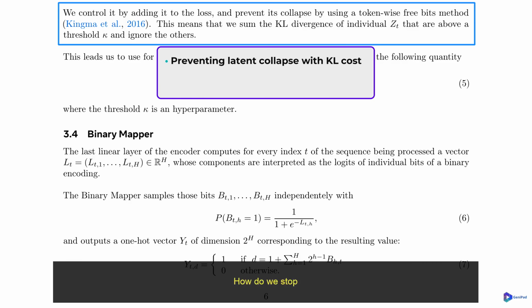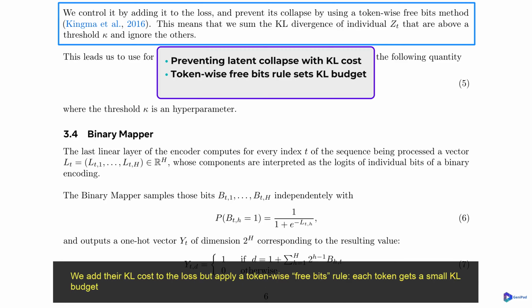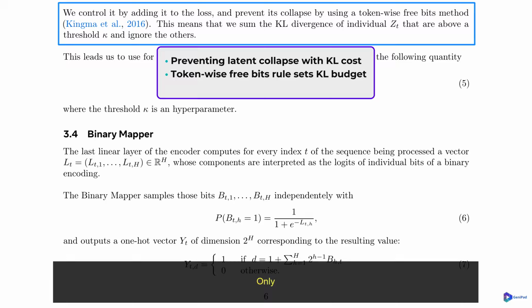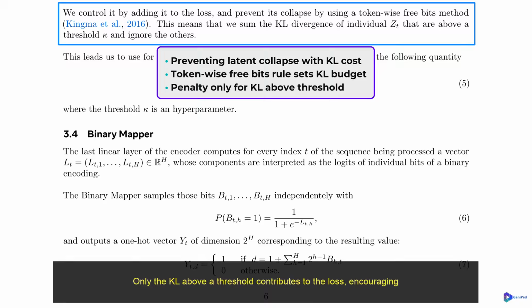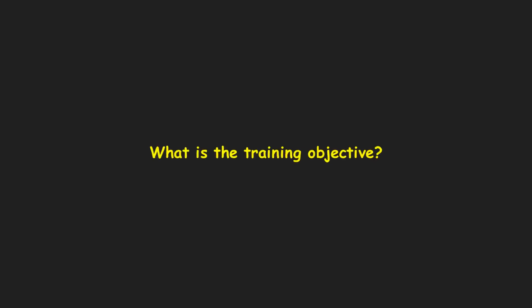How do we stop the latents from collapsing to something useless? We add their KL cost to the loss, but apply a token-wise free bits rule. Each token gets a small KL budget that doesn't incur a penalty. Only the KL above a threshold contributes to the loss, encouraging the model to use the latent capacity without being punished for modest, useful information.